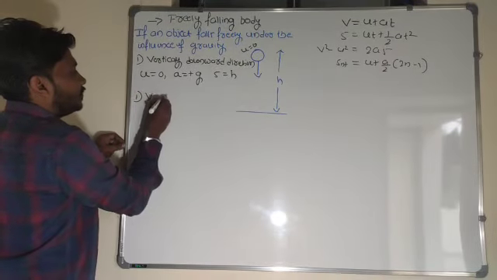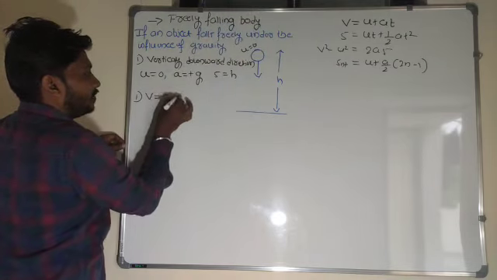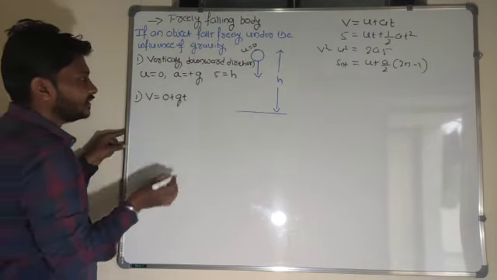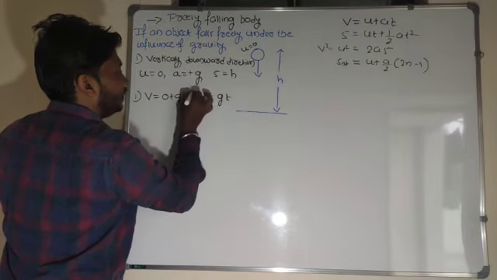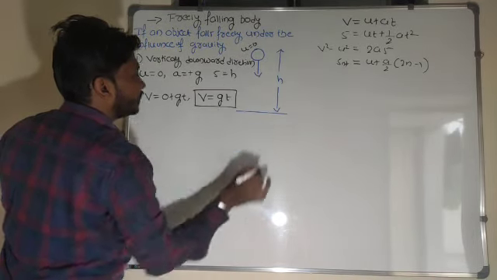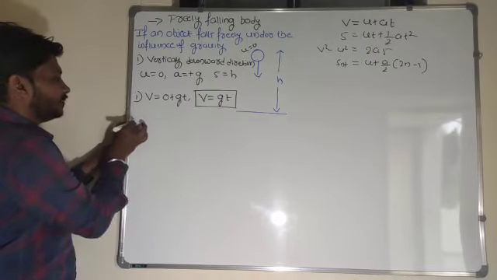So v is equal to 0 plus, wherever a is there, I will take it as g here, and t. So v is equal to what? g into t. We got that expression, v is equal to g into t.